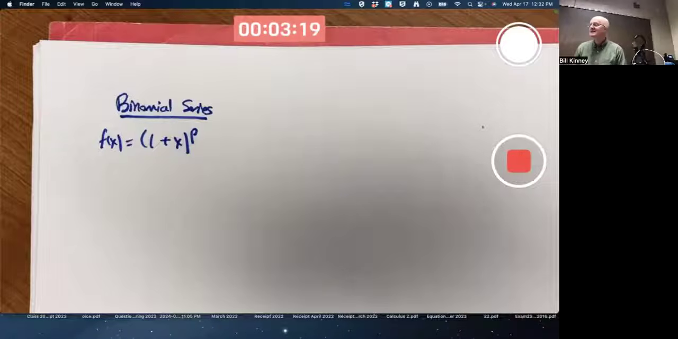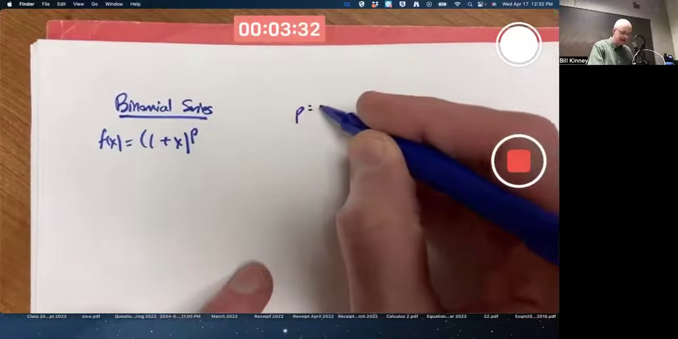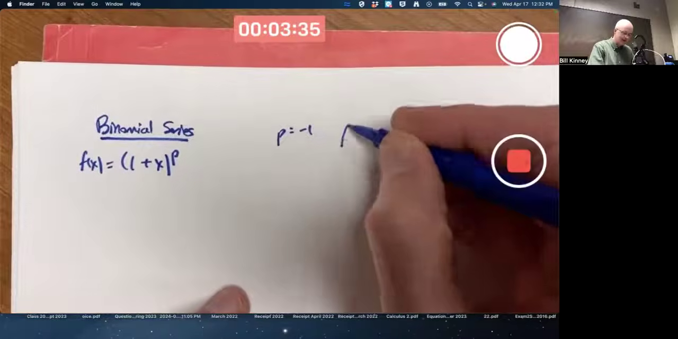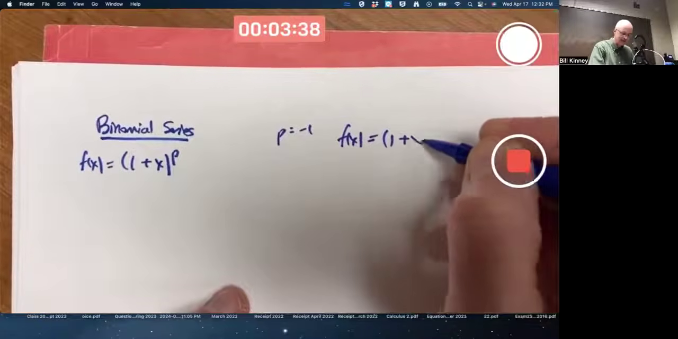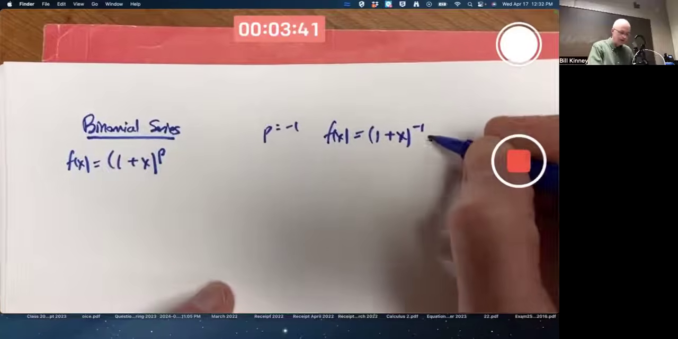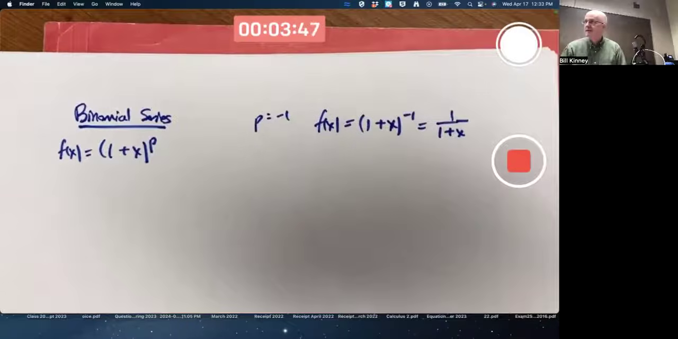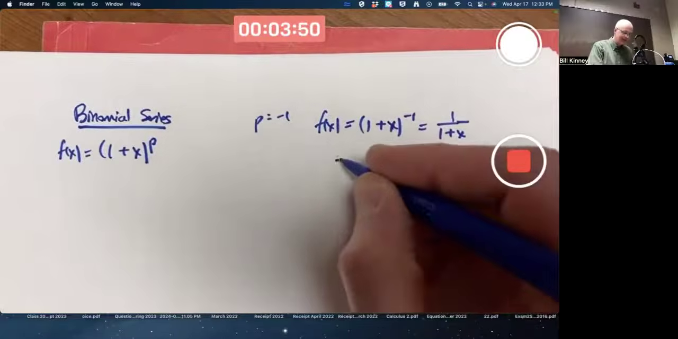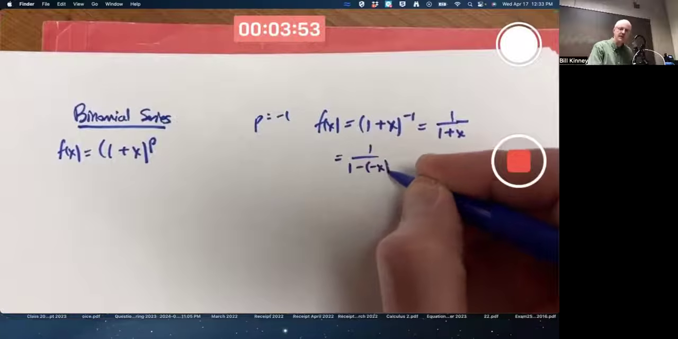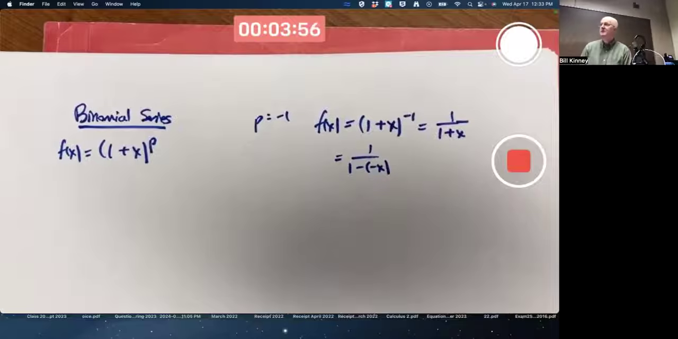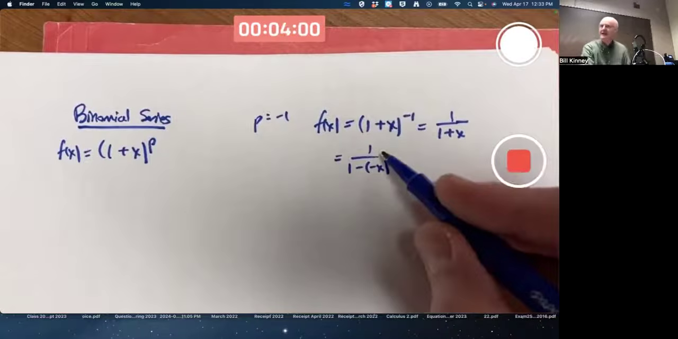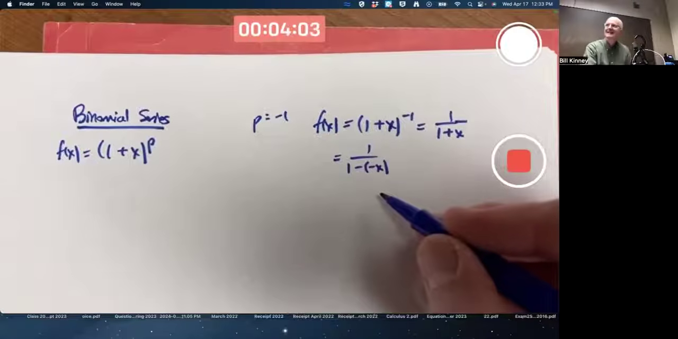But as an infinite series, we're more interested in unusual values of p, you might say, like fractions or maybe negative numbers. In fact, for example, if p is -1, then f(x) is (1 + x)^(-1). That's 1 over 1 + x, and that is a function we derived the Taylor series for last time. In fact, that's most easily derived by seeing it's a geometric series, with first term a equals 1 and common ratio r equals -x.